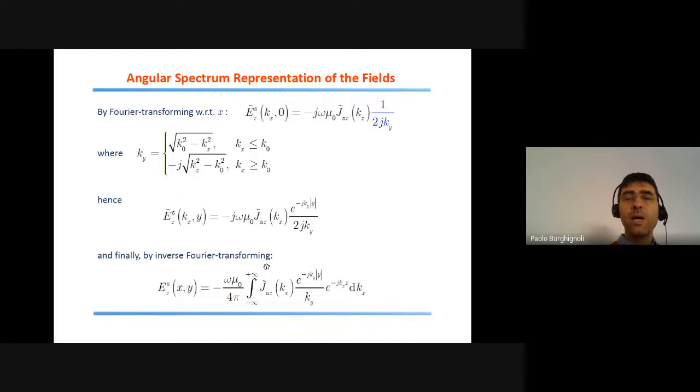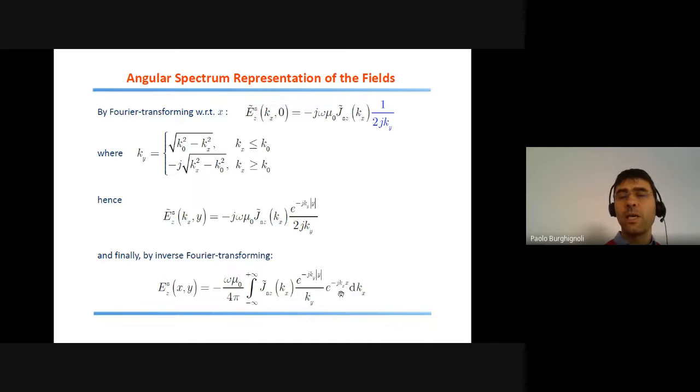This is given by an integral, that is the inverse Fourier transform, which contains the spectrum of the surface current, the free space Green's function, that is this ratio here, the exponential divided by ky up to a constant, that is 2j, which has been brought outside the integral, and finally the exponential that comes from the inverse Fourier transform, so e to the minus j kx x.